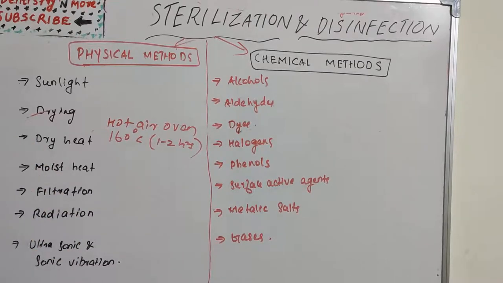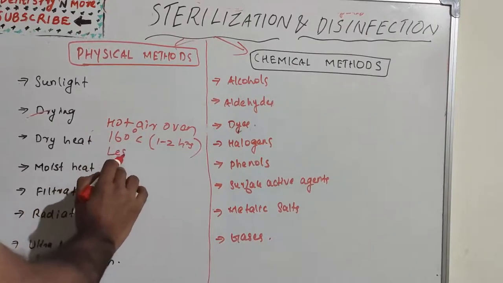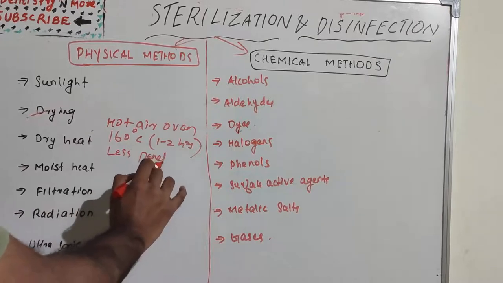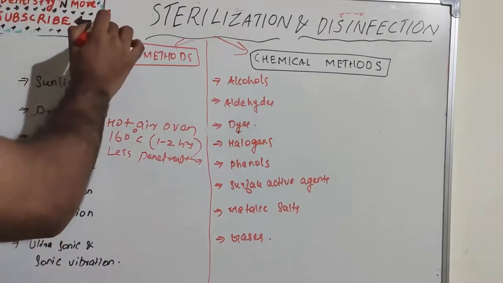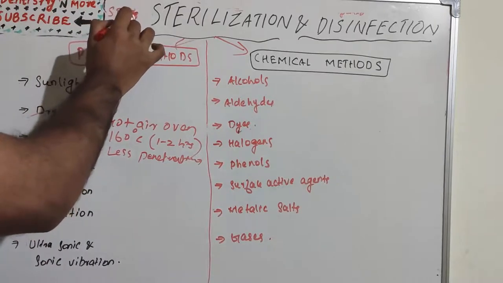So the advantages are, it is very economical, does not rust metals like moist heat. It is easily monitored, used for anhydrous oils and powder. But the disadvantage is hot air is a bad conductor of heat, hence it has less penetrating power. Less penetrating power means it might not kill the spores.